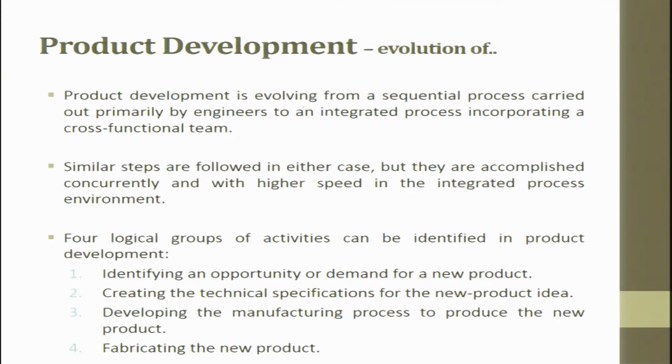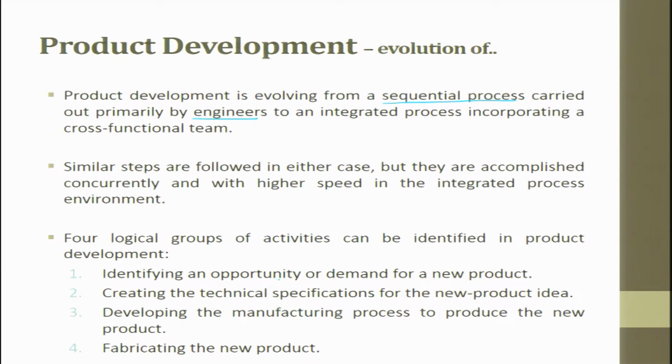The product development is evolving from a sequential process carried out primarily by engineers to an integrated process incorporating a cross-functional team. So there will be multiple teams, these teams have to work, cross-functioning has to happen, and engineers try to do a job in getting out the process. Similar steps are followed in either case, but they are accomplished concurrently and with a higher speed in the integrated process environment. Four logical groups of activities can be identified in product development. 1.